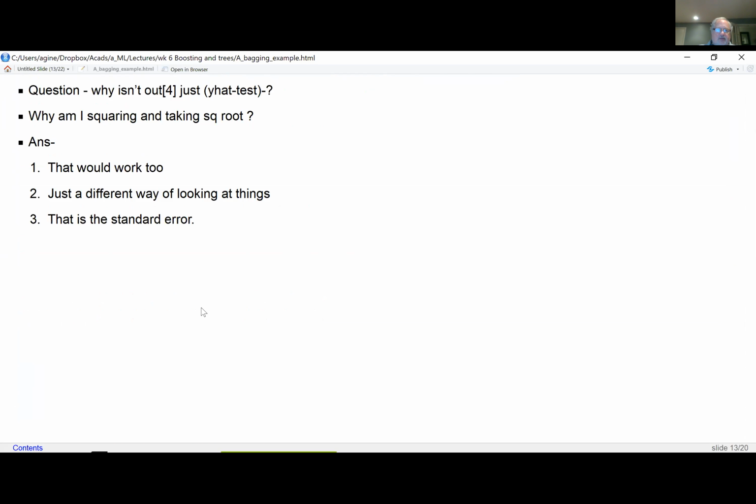And the question is, why am I squaring and taking the square root? There are too few people here to formally do tests, so people should just shout out what they think. My 3 choices: that will work too; the second answer is that it's just a different way of looking at things; and this is just the standard error.